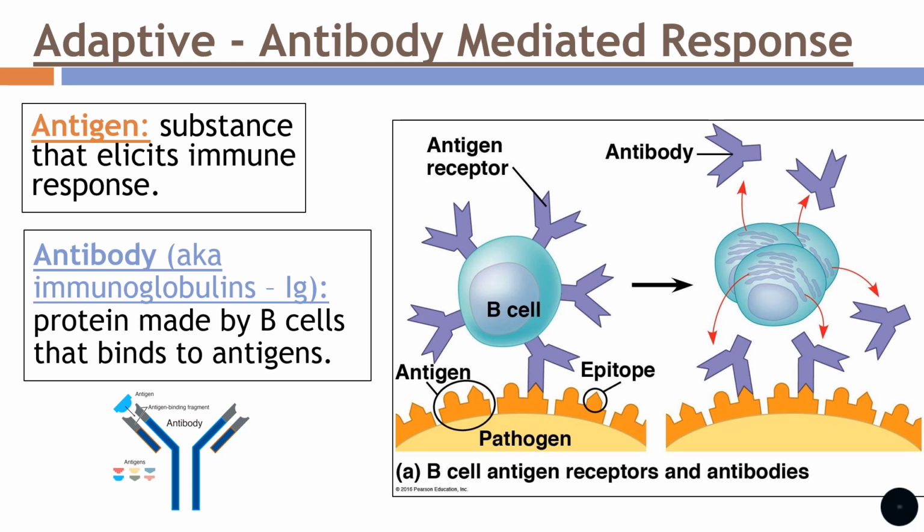So let's talk a little bit about some vocabulary words that I just kind of glossed over. Just in case you were going, what is that? An antigen is going to be a substance that is going to elicit an immune response. And an antibody is going to be a protein made by B cells that are going to bind to antigens.